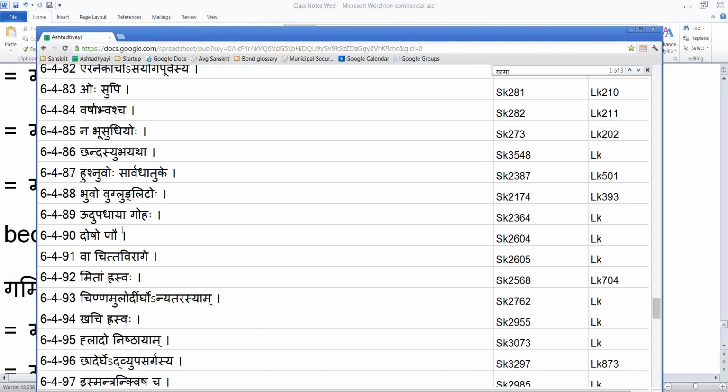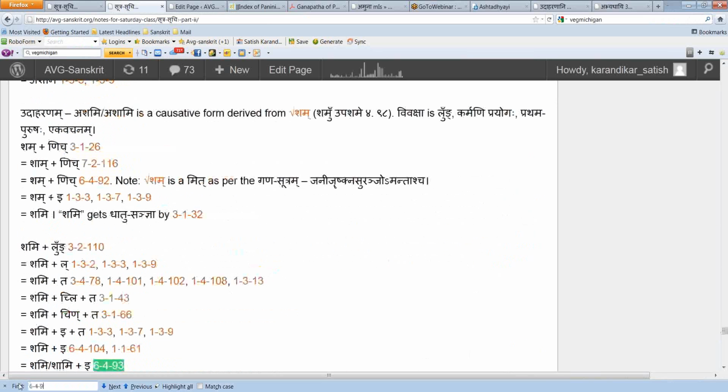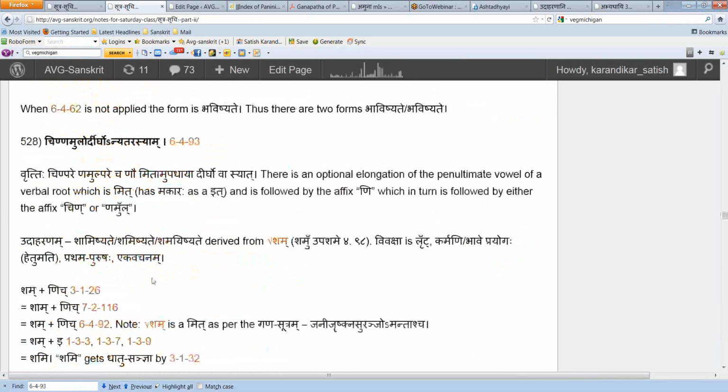Mitam hrasvaha. The anuvritti of ni is coming down. Okay. Even the next sutram, Chinnamulo dirghonyatarasyam. Let's look at that sutram for a second, 6.4.93, because that specifically mentions chin. Let's see what we can say about that. Let us look at that sutram over here. Chinnamulo dirghonyatarasyam, that is 6.4.93.